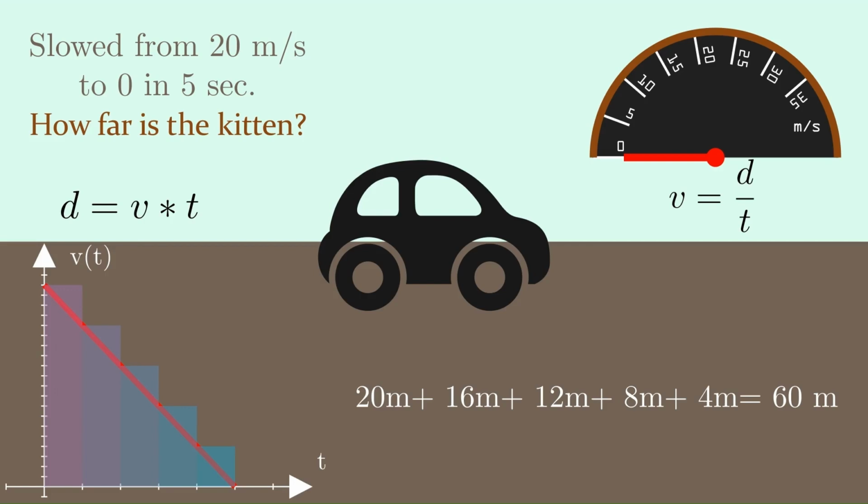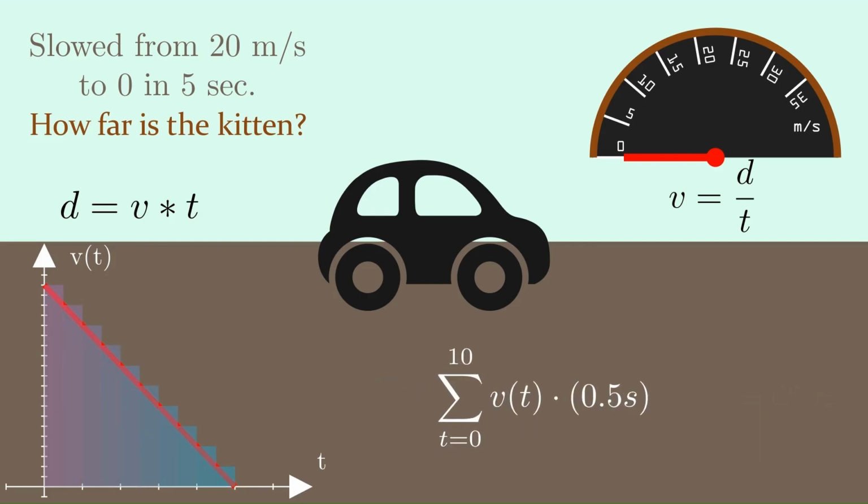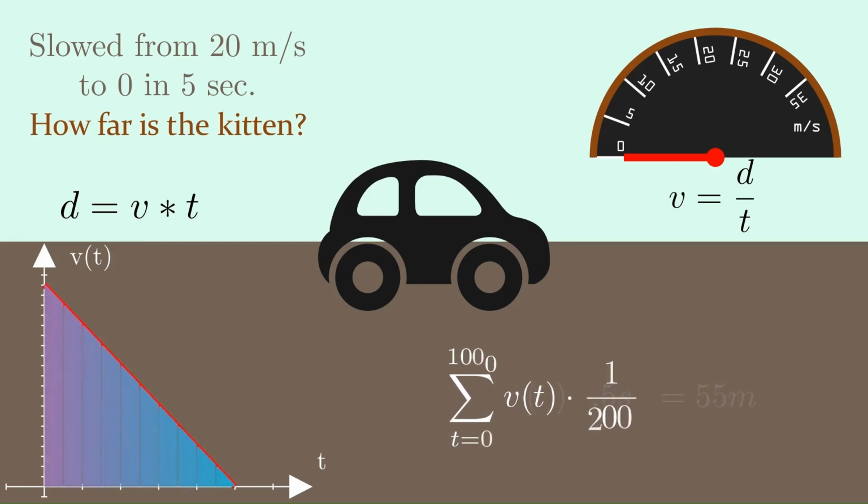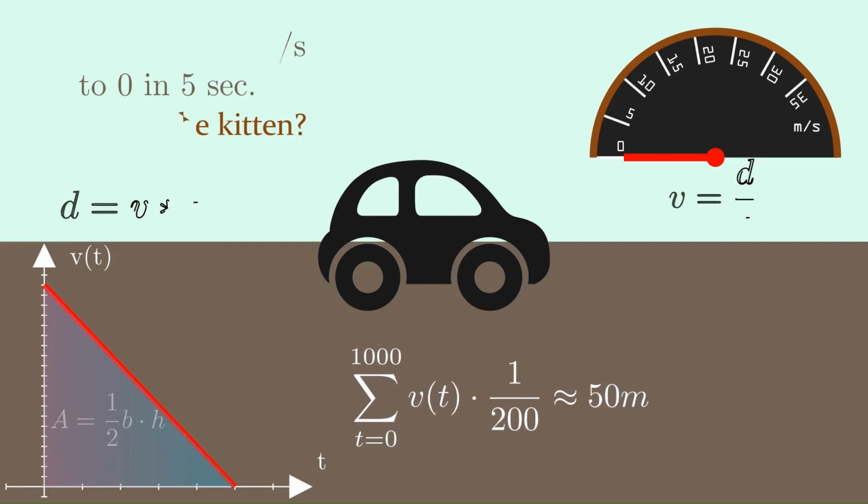That's kind of close. You know how we get closer? Slice the graph thinner. After each half second, the car slows down by 2 meters per second. If you sum over these 10 slices, you get 55 meters. I hope you see where I'm going with this. If you slice the function ever thinner, infinitesimally thin, the solution is this area, same as that of a triangle, 50 meters. All this while staying consistent with the formula for distance at a constant speed.